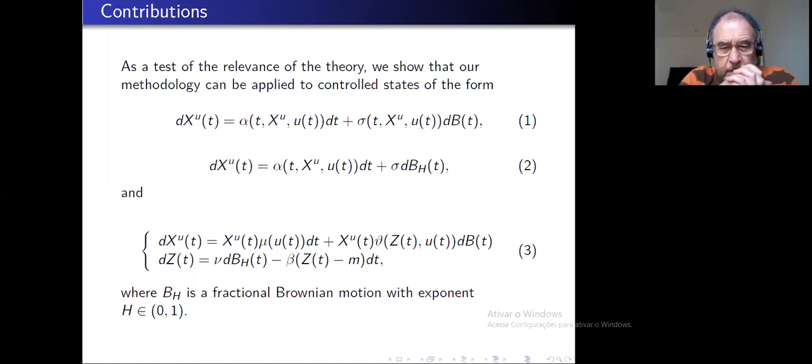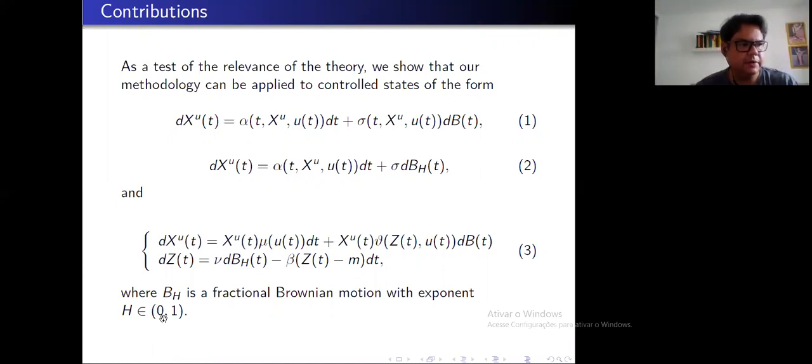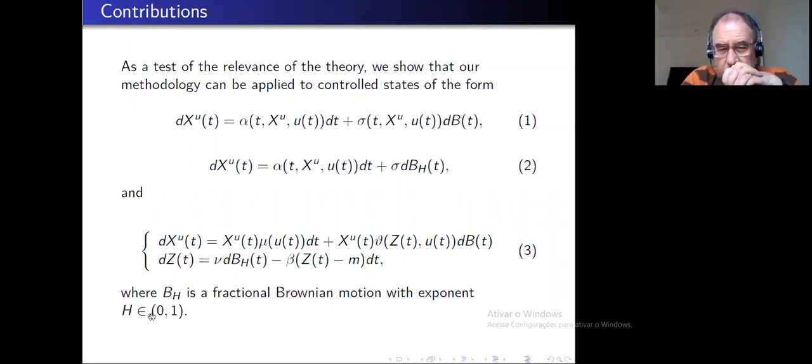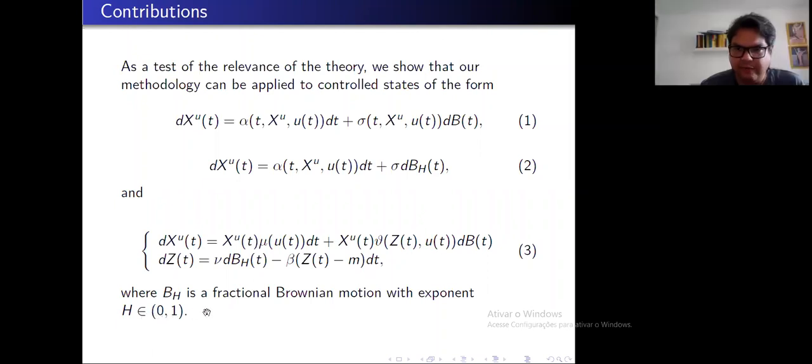And B^H is a fractional Brownian motion, where the Hurst exponent here is between 0 and 1. The more challenging situation would be when the Hurst exponent is less than 1/2. So we will discuss this in detail.